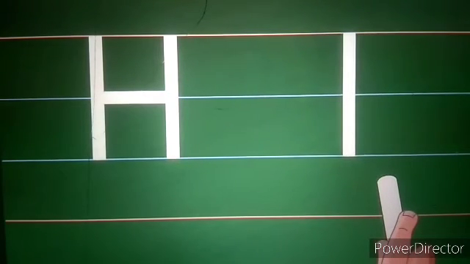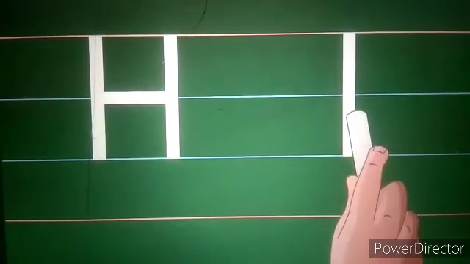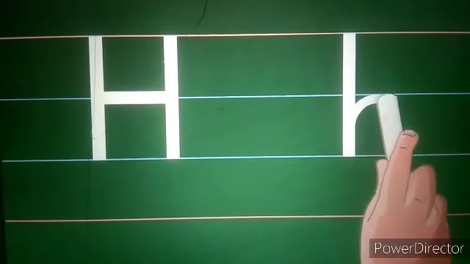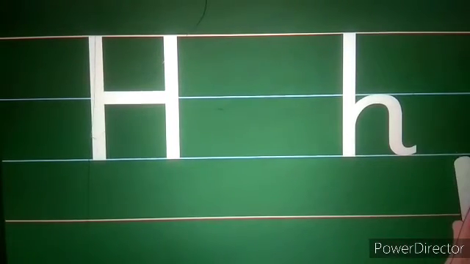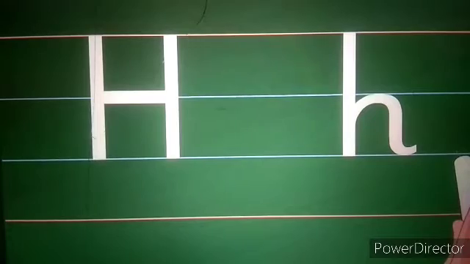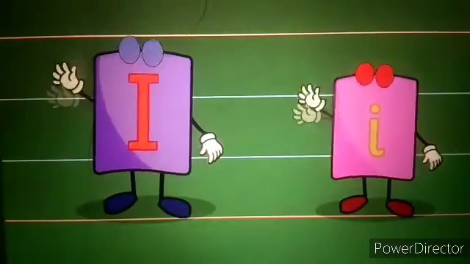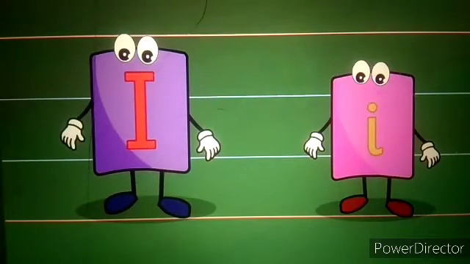Small h. Start from the top and make a standing line to the bottom. Then go to the middle and make a curve, reach the bottom with a small curve at the right. It is small h.